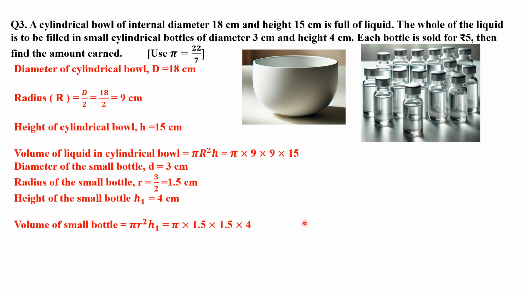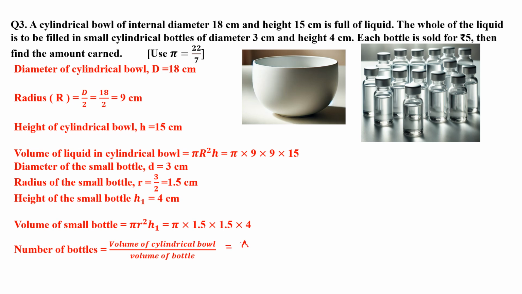Now, how will you find how many bottles it will fill? Isn't it? So to find number of bottles, you have to divide the volume of the cylindrical bowl with the volume of each bottle. Isn't it? I have already written the volume of the cylindrical bowl and the small bottle. Now you have to divide it. So in this case, you will write the values over here.